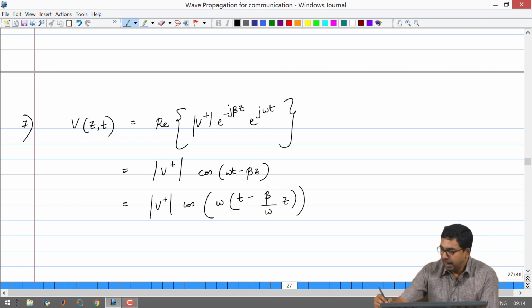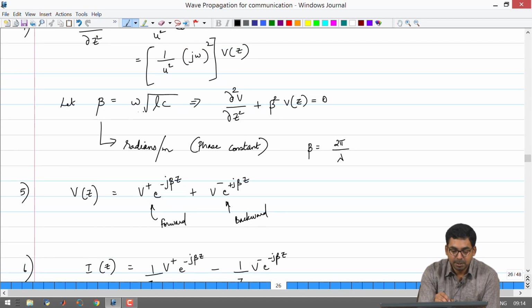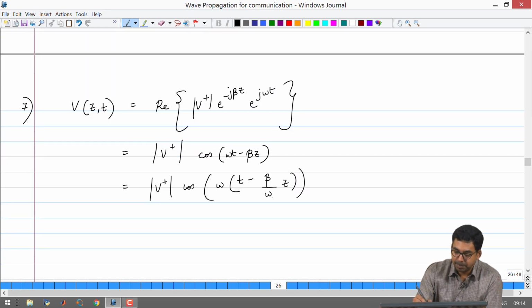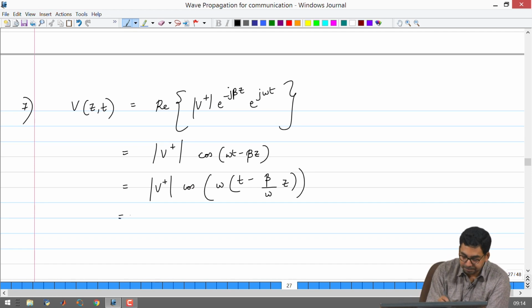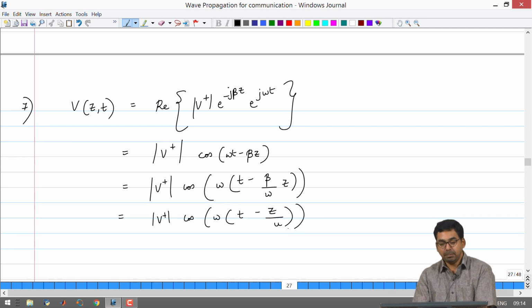Okay. The way we have defined beta, alright, it is omega square root LC. Okay. So, we can always go back and try to write down what this beta divided by omega will be, right. So, this will look like mod V plus cosine of omega times t minus z divided by u, the velocity. Now, once again it is clear that it is a function of t minus z by u for the forward wave.